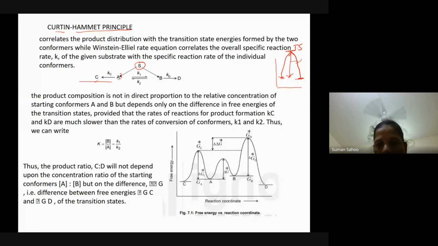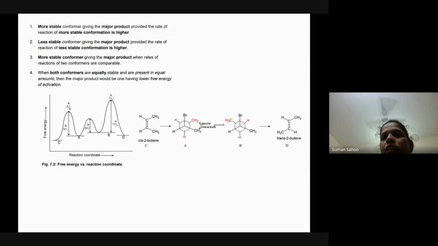So in this case, we can have different types of situations. Both the conformers can be of the same energy or different energy, or their reaction rates can be different. So we have four different possible ways. First one is, you have the more stable conformer giving the major product, provided the rate of reaction of the more stable conformer is higher. You just see here we have two conformers, A and this one is B. A is at lower energy as compared to B. So A is the more stable conformer.